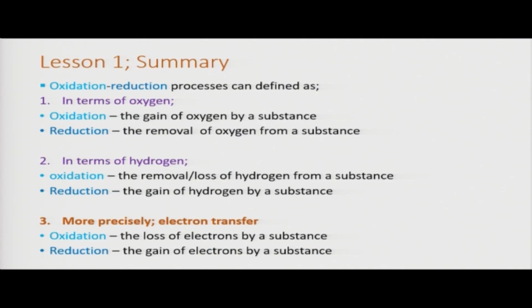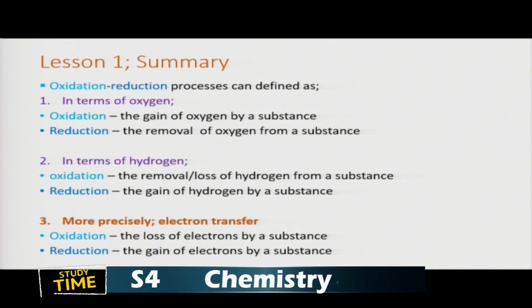So let's summarize our lesson. What did we look at? One, oxidation. You can define it in terms of oxygen or hydrogen. In terms of oxygen, oxidation is the gain of oxygen, and the removal of oxygen is reduction. In terms of hydrogen, in oxidation you lose hydrogen, in reduction you gain hydrogen. In terms of electrons, which is the most precise because it goes deeper into what exactly happens, oxidation is the loss of electrons, and reduction is the gain of electrons.